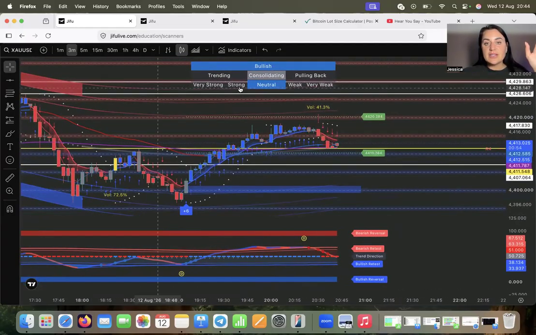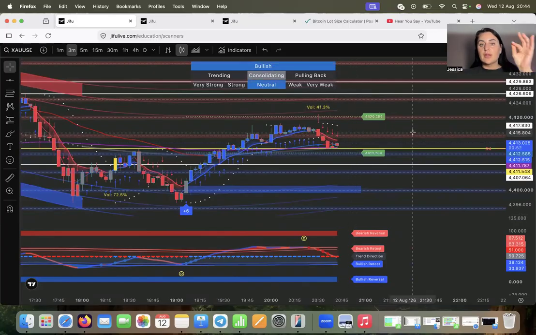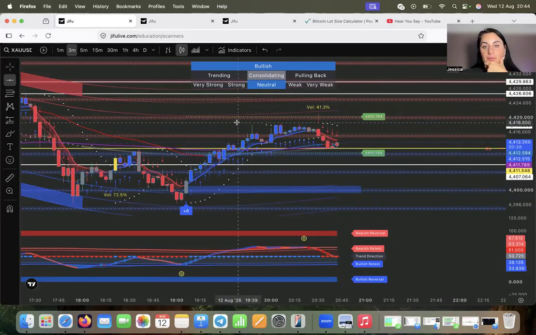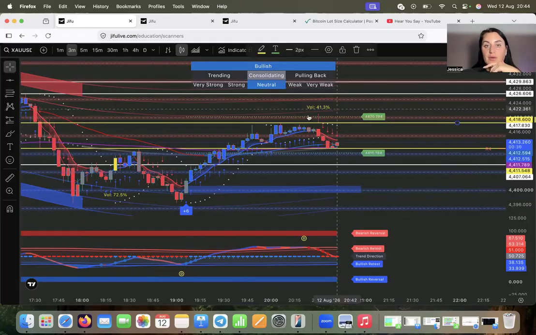I've already marked up SLs up here. For me personally, they're too far, especially when it comes to gold. You don't want to be having a massive SL. Like, that's just too big. Me personally, it would be here. That would be my SL.